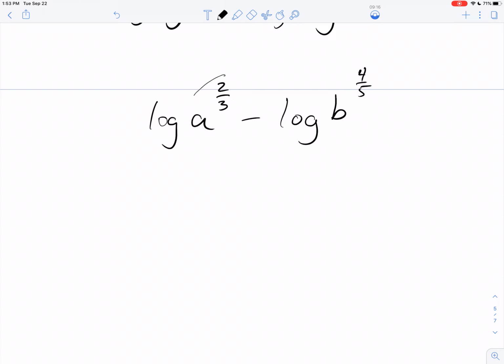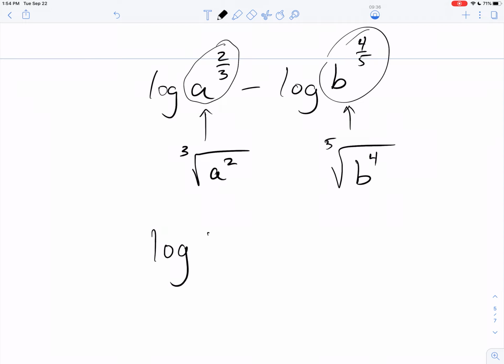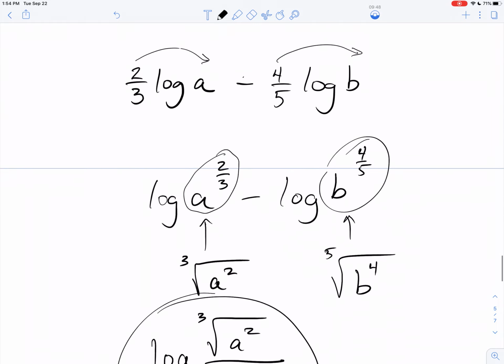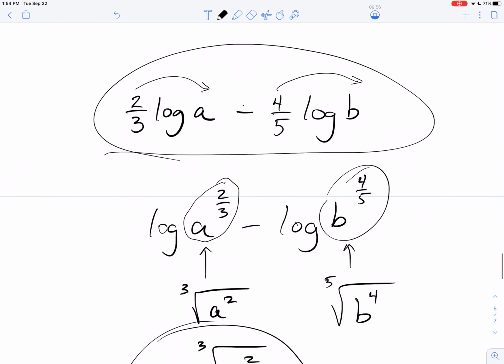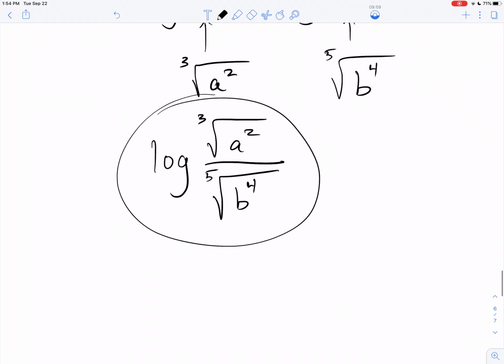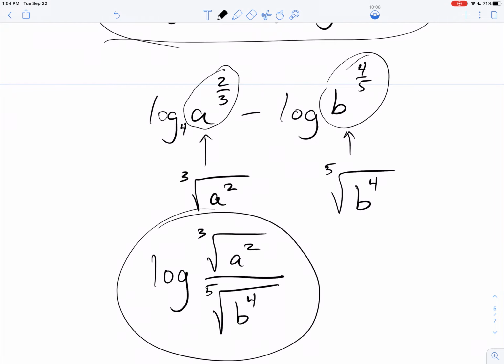I could also convert these guys into radical form right now if I wanted to. I could say, hey, you are the same thing as the cube root of a squared. And you right here are the same thing as the 5th root of b to the 4th. So when I write this out, this guy would be the top of my fraction, this guy would be the bottom of my fraction, and this would be single log form. This would have been my expanded form. So once you get through the idea of what these laws can do, you can either expand it or contract it, and just keep in mind, if this base was a 4, let's say, when I get to the final answer, I'd have to have a little base 4 there.